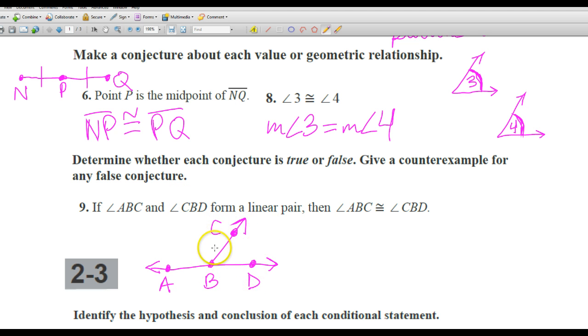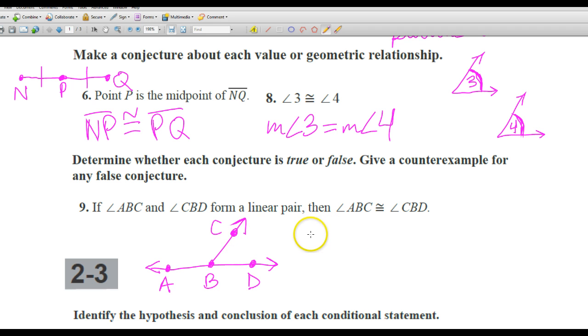So a linear pair is a pair of adjacent angles, so they share a common side and vertex, and their non-shared sides form a straight line, or opposite rays. So if two angles form a linear pair, this says that the two angles have to be congruent. Well, I've obviously shown in my diagram that those angles do not need to be congruent. If they were congruent, then both angles would be 90 degrees, but it's not necessary to form a linear pair where the angles are congruent.